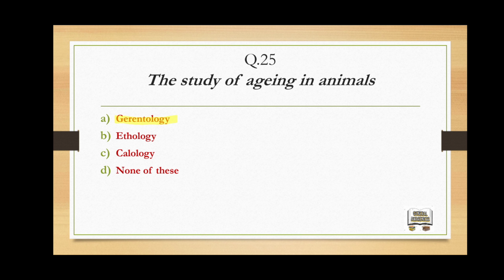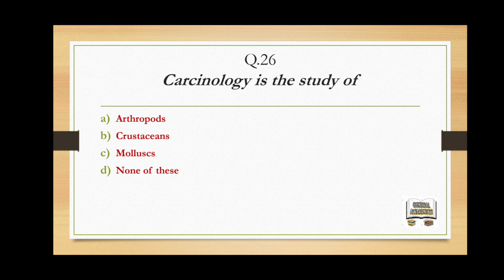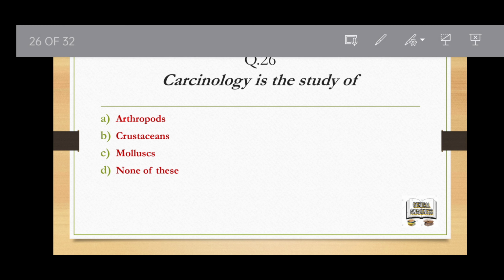Next question. Carcinology is the study of option A arthropods, option B crustaceans, option C mollusks, option D none of these. The correct answer is option B crustaceans.